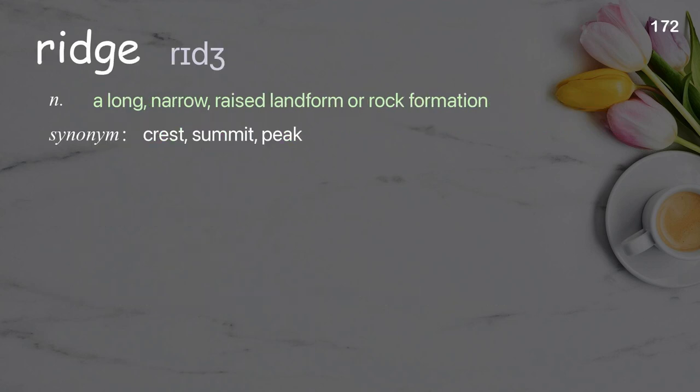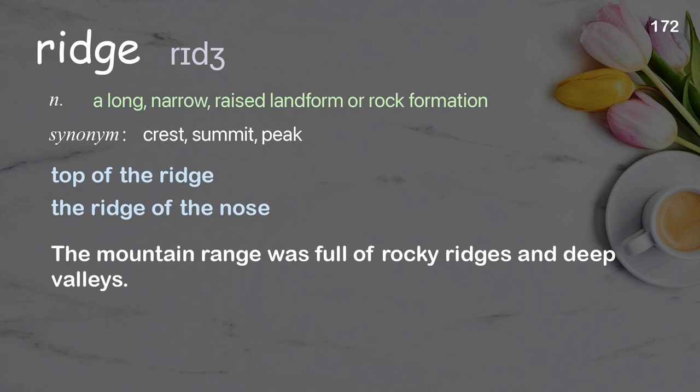Ridge: a long, narrow, raised landform or rock formation. Examples: top of the ridge, the ridge of the nose. The mountain range was full of rocky ridges and deep valleys.